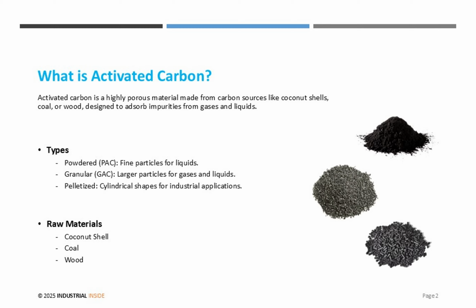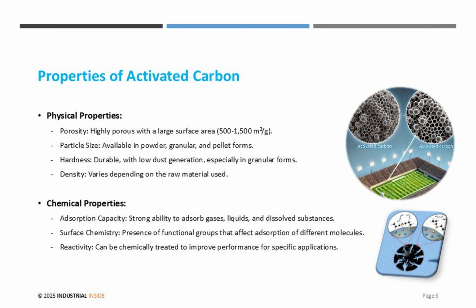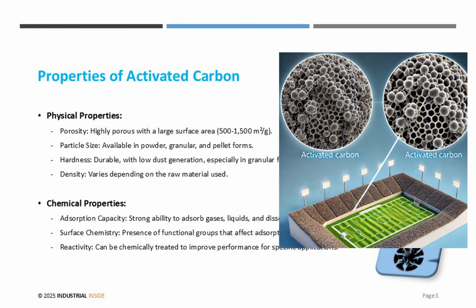Activated carbon is extremely porous, with a surface area of up to 1,500 square meters per gram. It comes in powder, granular, and pellet forms, and is known for its durability, high density, and low dust generation. Chemically, it has excellent adsorption capacity and contains functional surface groups that can be tailored for specific applications. Just 1 gram of activated carbon can have a surface area equal to an entire soccer field.